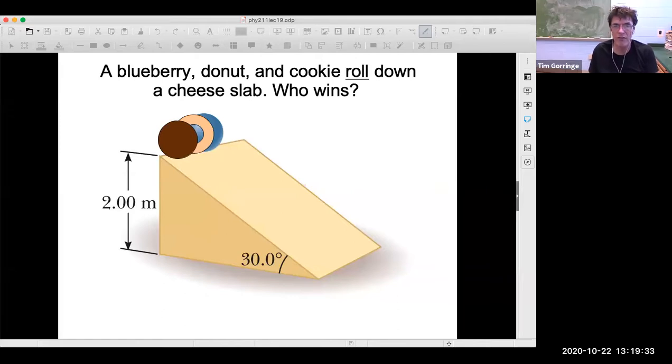This is a fantastic race. Who's going to win the race? Is it going to be the blueberry? Is it going to be the donut? Is it going to be the cookie? Or maybe it's going to be a dead heat. Maybe the whole thing will be a dead heat.